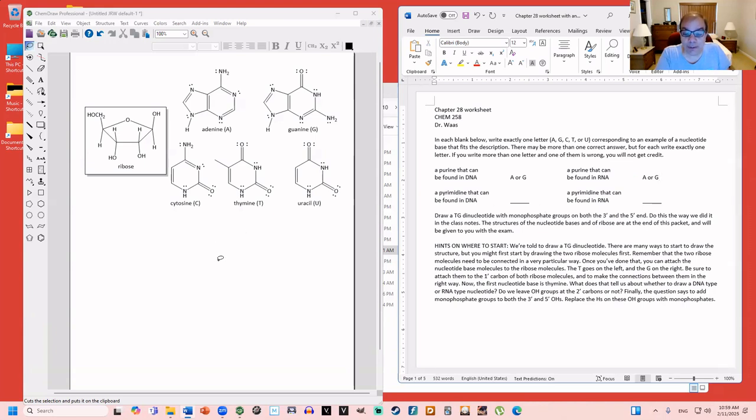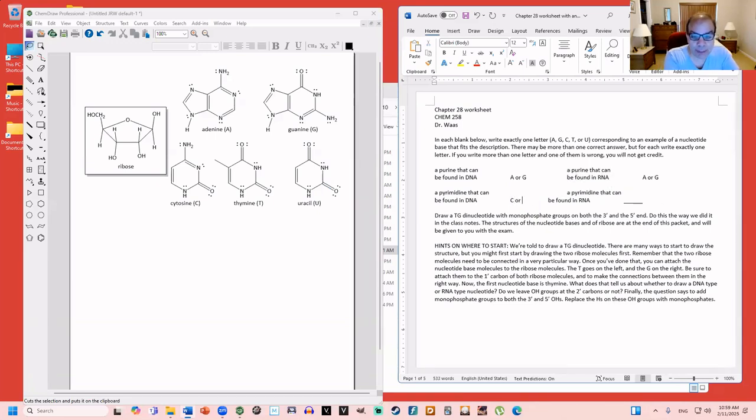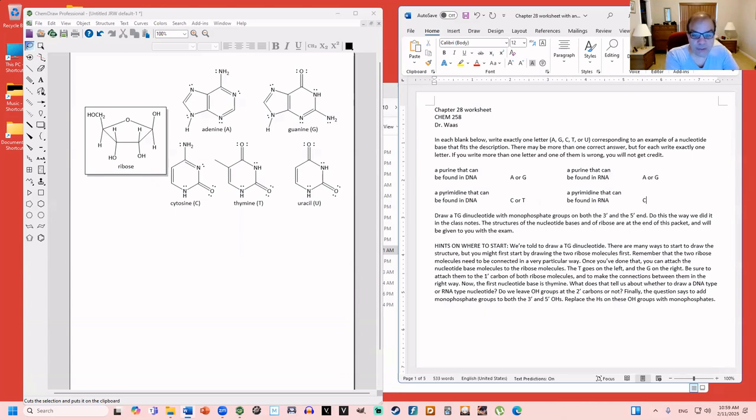And then as for a pyrimidine that can be found in DNA, again, remember cytosine is found in both DNA and RNA. Thymine is found only in DNA and uracil is found only in RNA. So for this one, I will accept C and I will also accept T. Both of those are found in DNA. And then in RNA, we will find either cytosine or uracil. Just put only one as the answer, but either one of those will receive full credit.